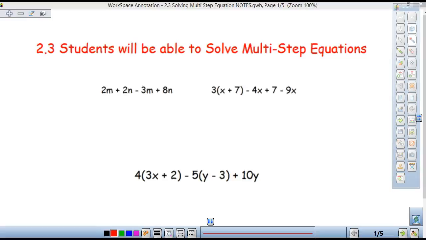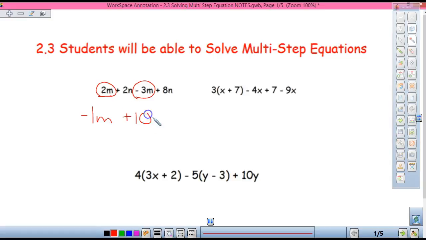Okay? So on this one, what can I combine with my 2m? Yeah, so we've got a positive 2m, we have a negative 3m, so make sure you look at what's in front of your stuff. And what do we get? Yeah, we're going to get negative 1m plus, when I combine my n's, I get 10n, very good.